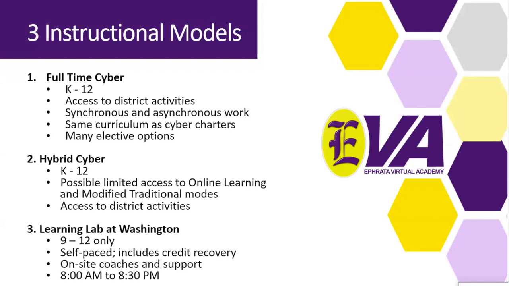The EVA option has 3 options within it that I'll discuss now. The first option is the full-time cyber option, and that is where students have chosen to take all of their classes through EVA. Okay, that is offered from K through 12. You get access to district activities if you choose that, such as if you want to do sports. It works with both synchronous and asynchronous work, meaning that there are live sessions through EVA for students K through 12, but through 6 through 12 in that middle school experience, it's about 3 sessions per week. For a high school experience, you get at least 1 live session per unit.